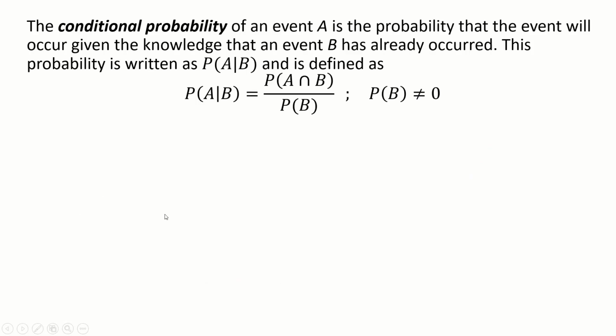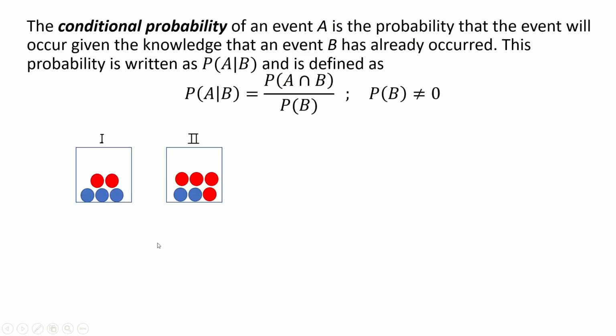Now let us see the definition. The conditional probability of an event A is the probability that event A will occur given a prior knowledge that event B has already occurred. And this probability is written as probability of A given B, and it is defined by probability of A given B equal to probability of A intersection B by probability of B, and probability of B should not be equal to 0. This condition must be satisfied.